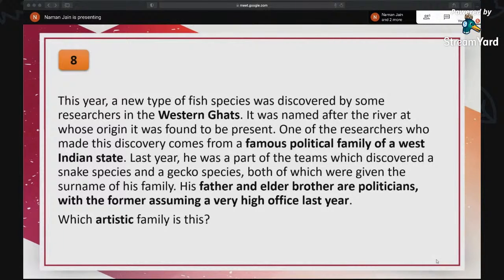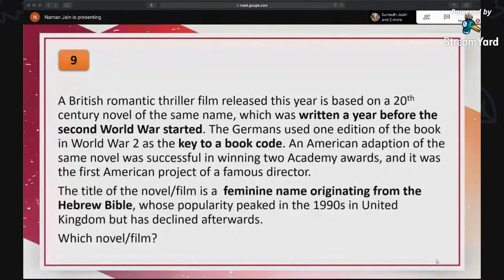Okay, so second last question of this quiz, the penultimate question. A British romantic thriller film released this year is based on a 20th century novel. Yeah, the surname will do for the previous question. I need the surname only. So based on a 20th century novel written a year before the Second World War started. So the timeline of the novel: it was written a year before World War II started.